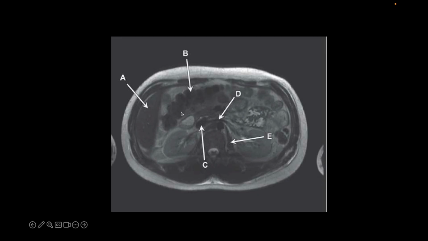This is an MRI. Structurally, when you see an MRI, don't get thrown. All the structures are still in the same place. They can't move. So take it back to first principles. Don't get thrown by the different look of the images.